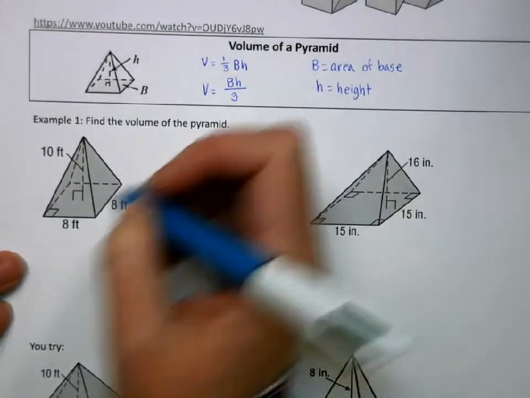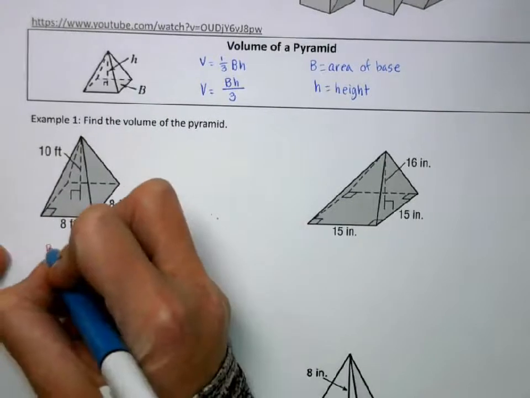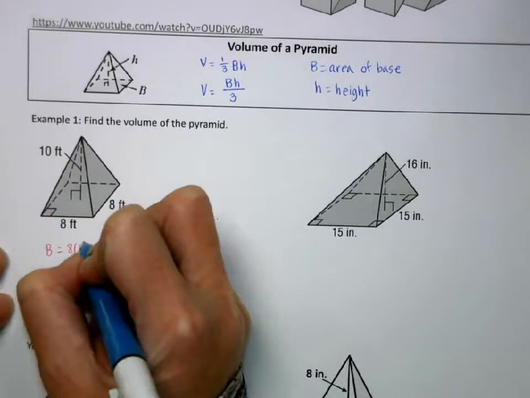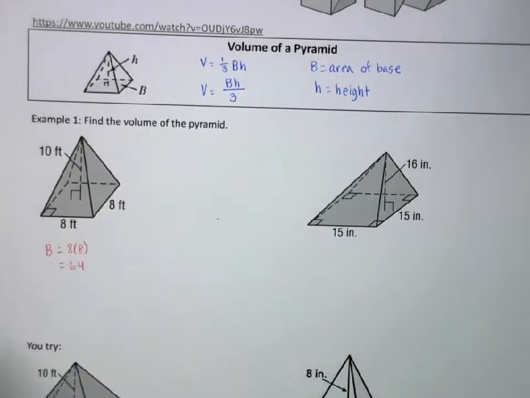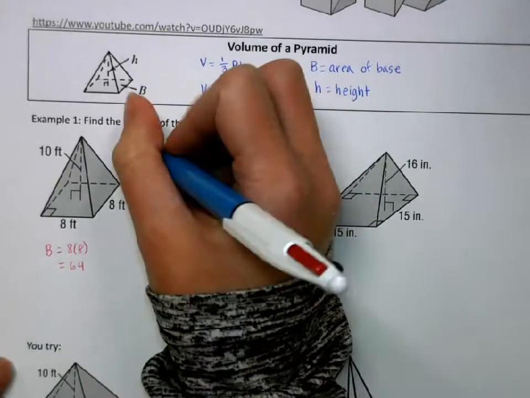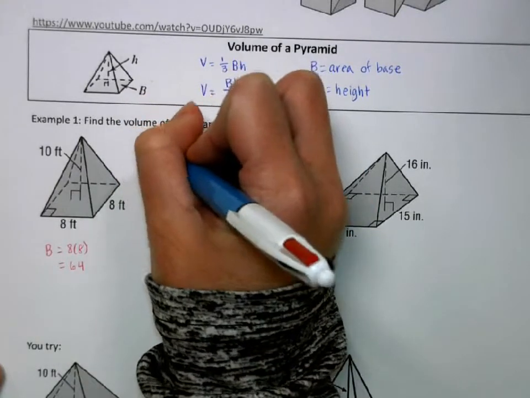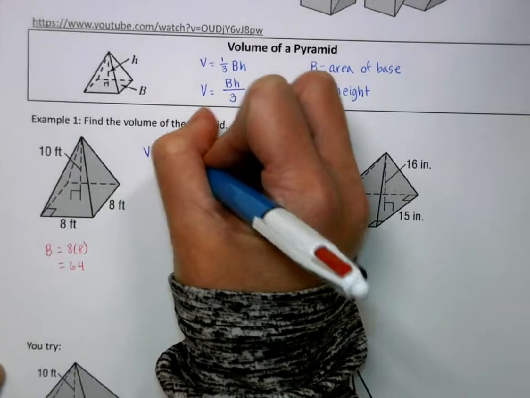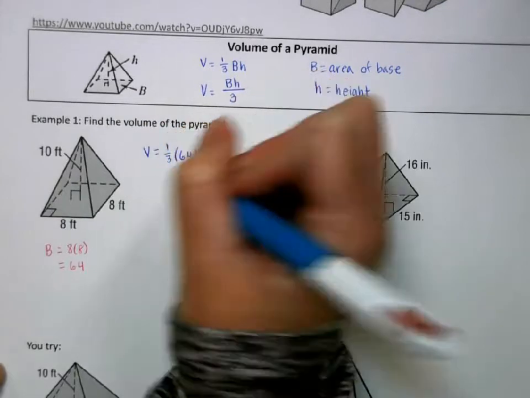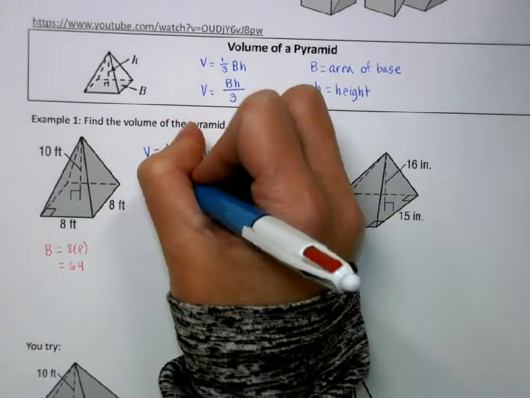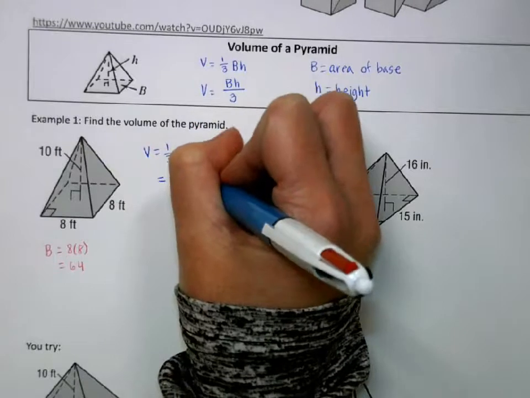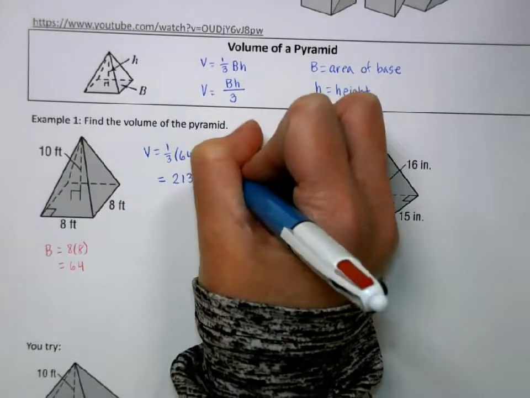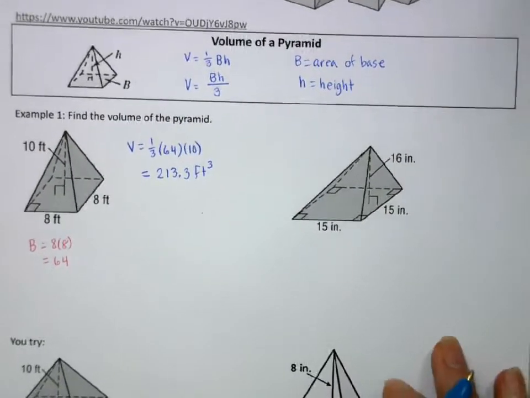Alright, so here our base is the square, so that's going to be 8 times 8, which is 64. So my volume is going to be 1/3 64 times 10, which is 213.3 feet cubed.